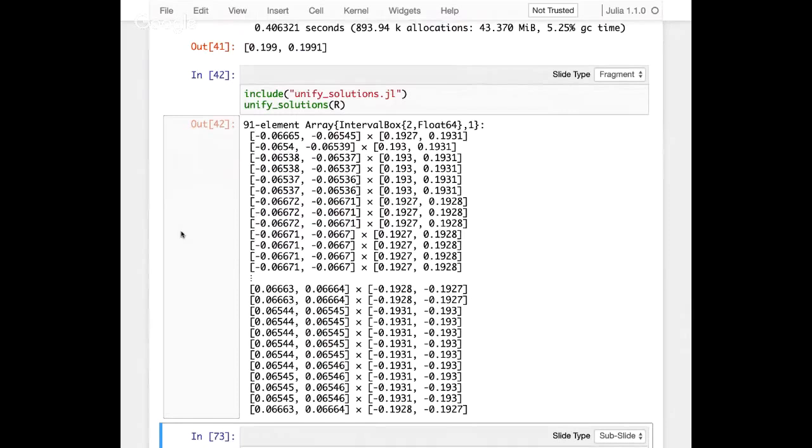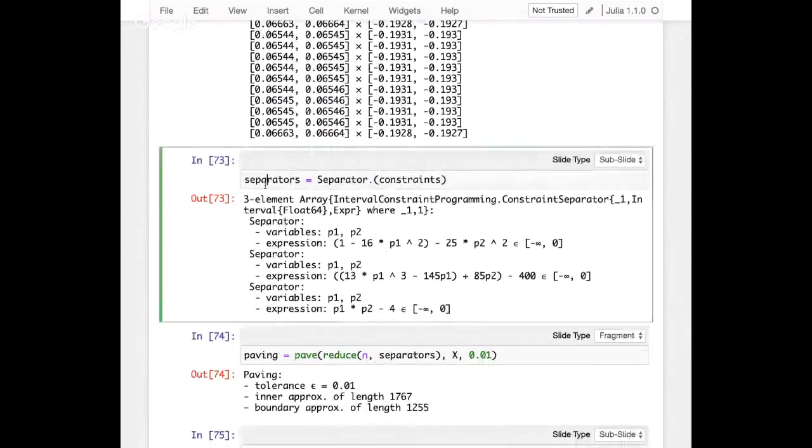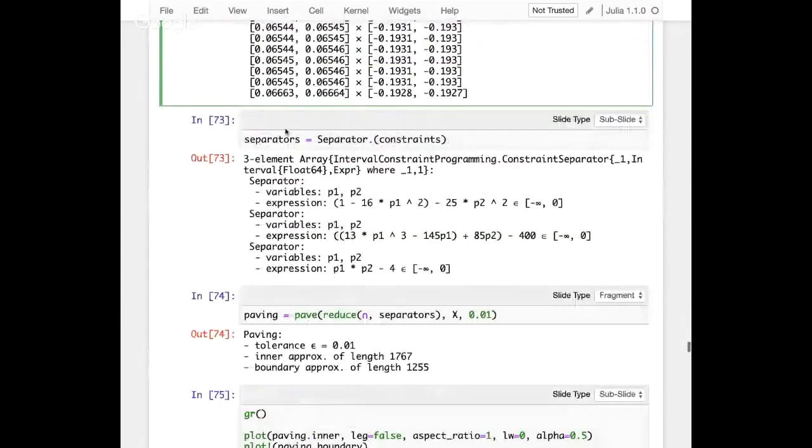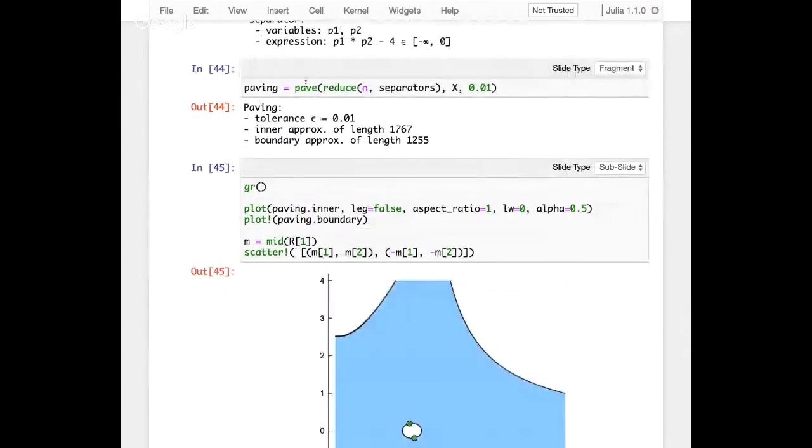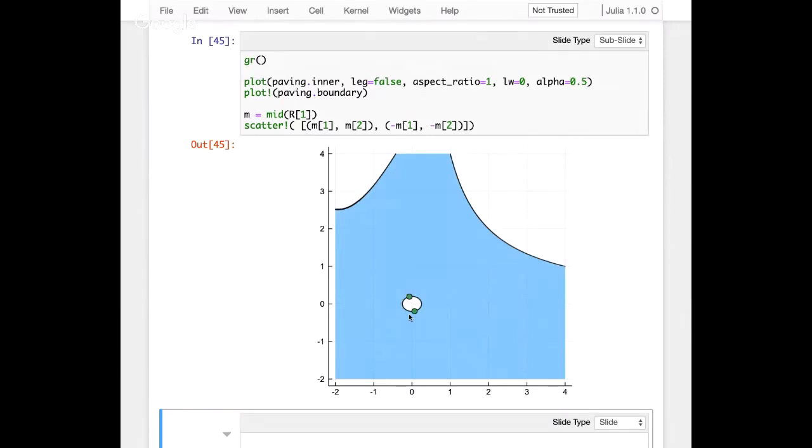So what is that strange optimization problem? I can actually again use interval constraint programming to look at the feasible set. This pave is doing this bisection thing, and this is the feasible set, and those two points are the global optima that it just found. It's known what the behavior of this function is, and it is correct.